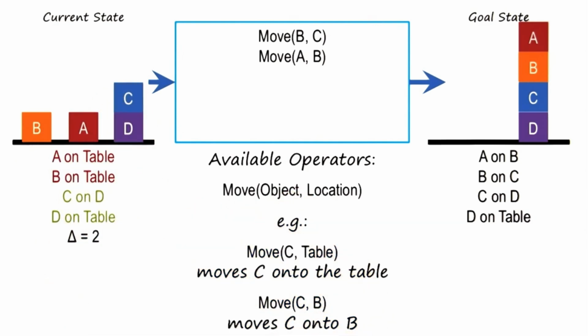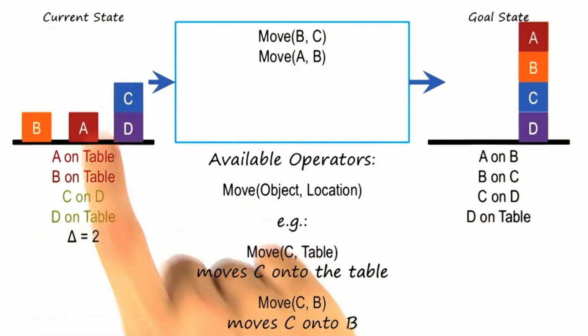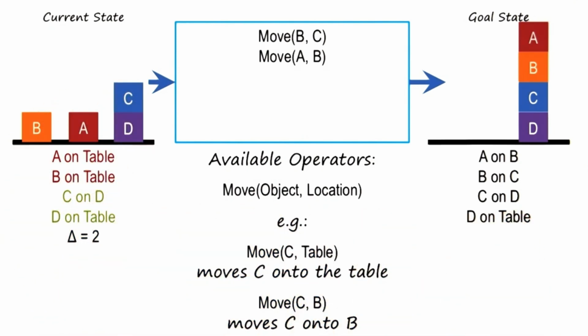And again, we'll talk about how we make that determination later. But for now, we'll first put B on C because that reduces our difference, and then we'll put A on top of B because that completes our trek to our goal state. That was correct, David.